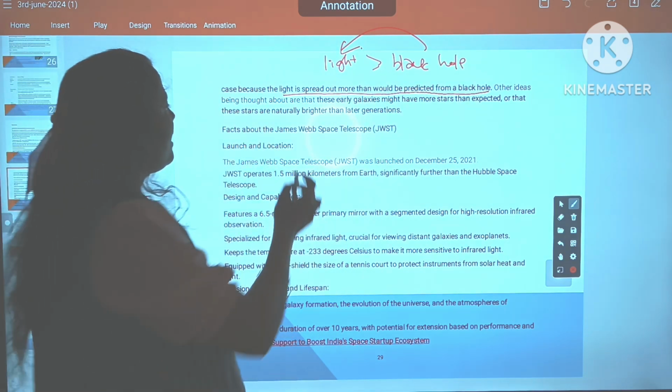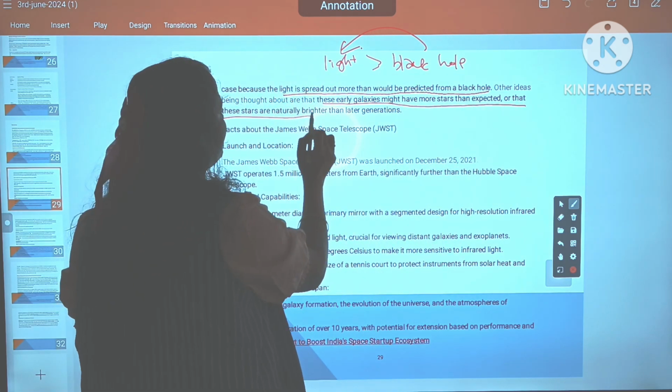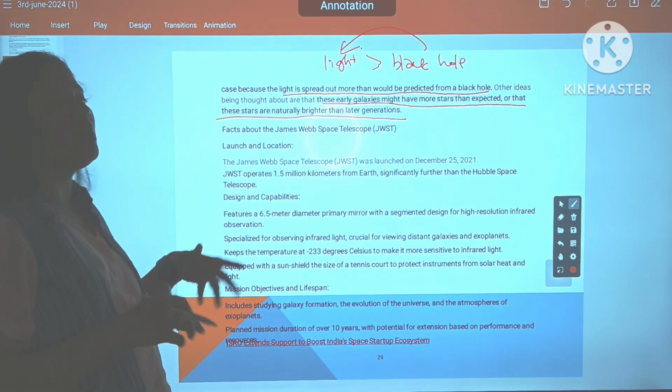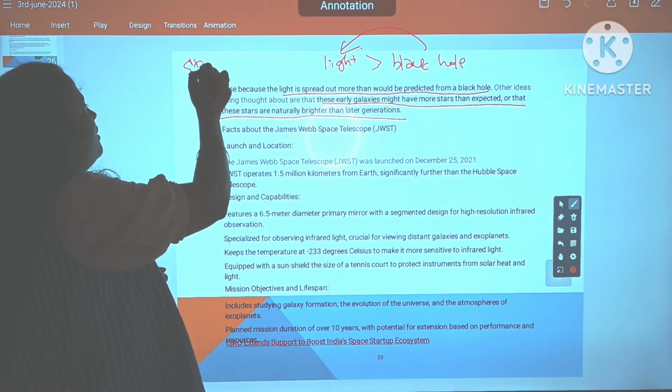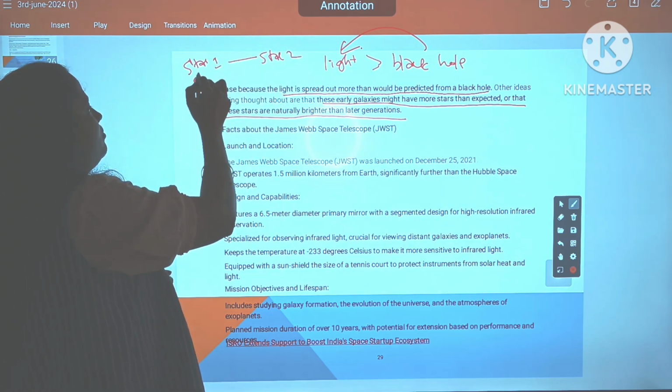Okay, early galaxies might have more stars than expected, or these stars are naturally brighter than later generations. It means early stars are brighter than later ones, like the first star is brighter compared to the second star.